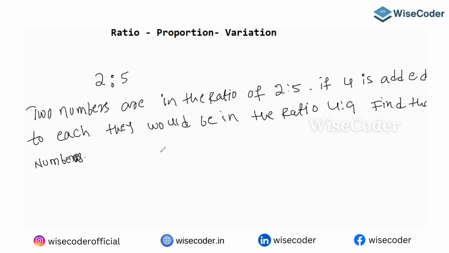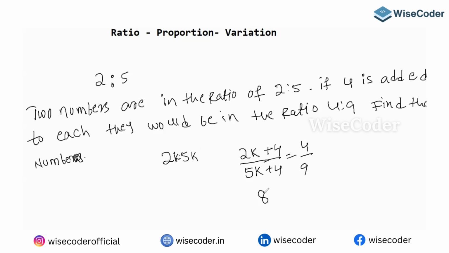Okay, so the numbers are in the ratio 2:5. So I can write the numbers as 2k is to 5k. Okay, so 4 is added to the numbers, so the numbers will become 4 by 9. So make a cross multiplication.